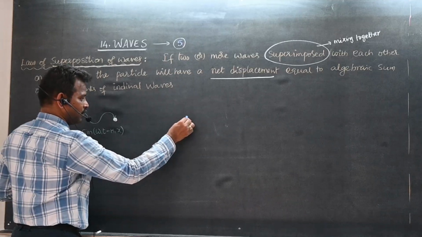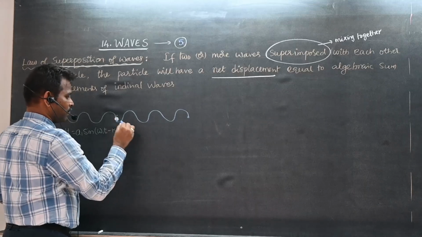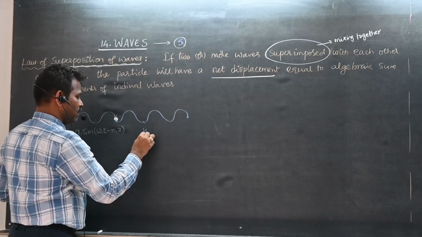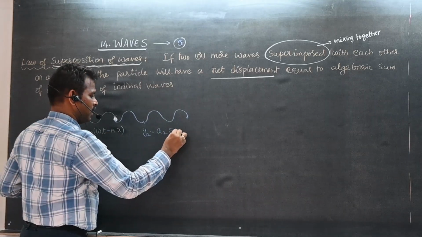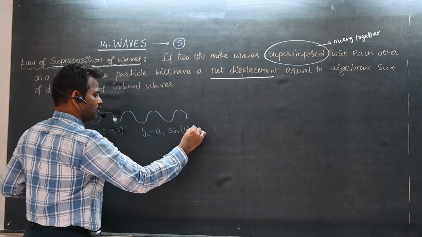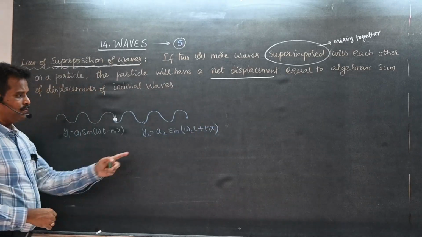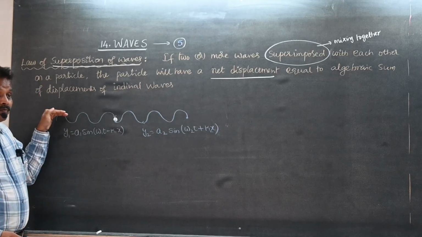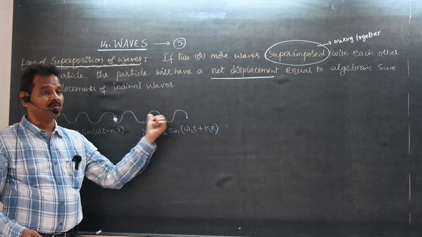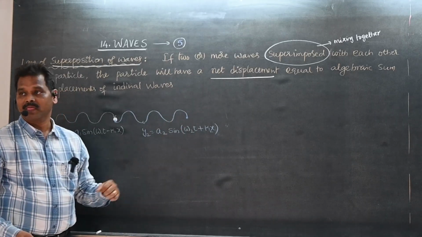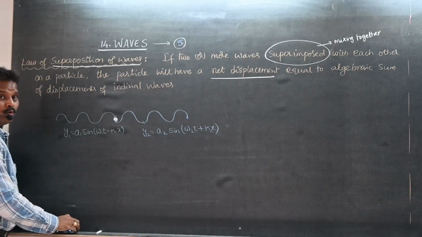Now one more wave is coming in this direction. What is the wave equation here? y2 is equal to a2, the amplitude is slightly different, sine (omega2 t plus k2 x). For a wave moving along the positive x-axis, the signs will be opposite. For a wave moving along the negative x-axis, the signs will be the same. So now, what happens to that particle?